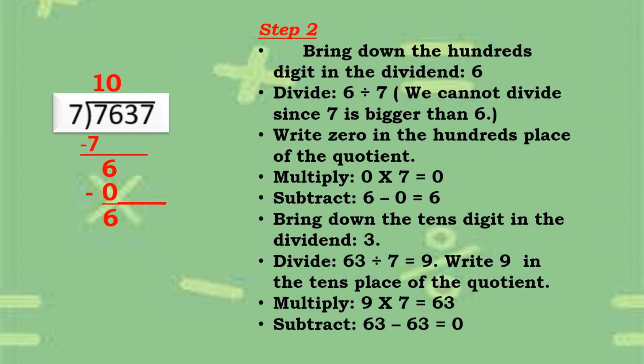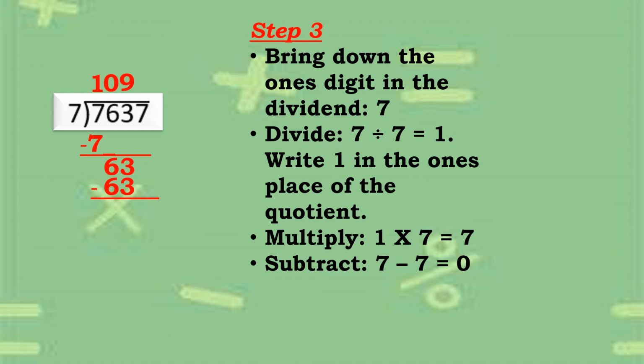Bring down the tens digit in the dividend, which is 3. Division, 63 divided by 7 is equal to 9. Then write 9 in the tens place of the quotient. Multiplication, 9 times 7 is equal to 63. Subtraction, 63 minus 63 is equal to 0.